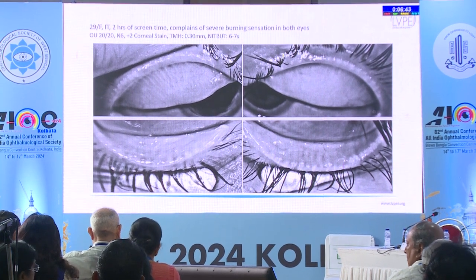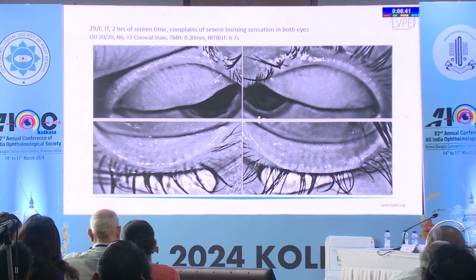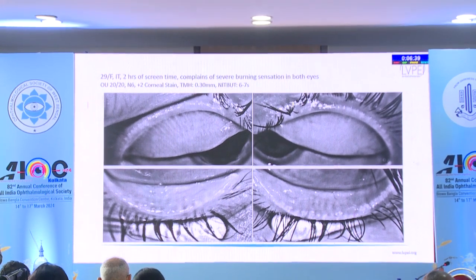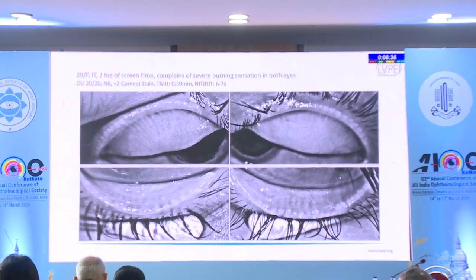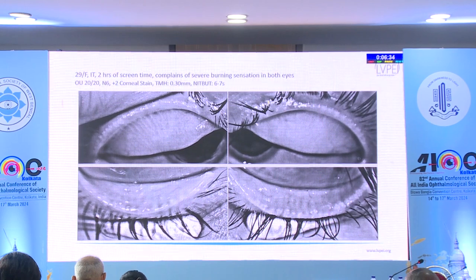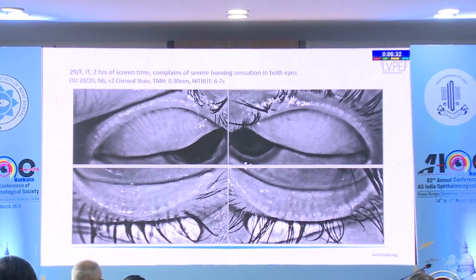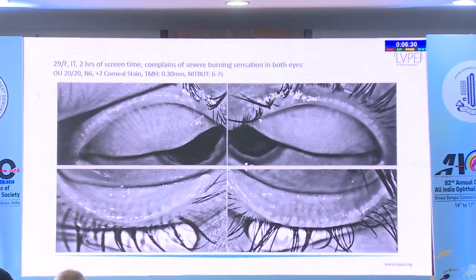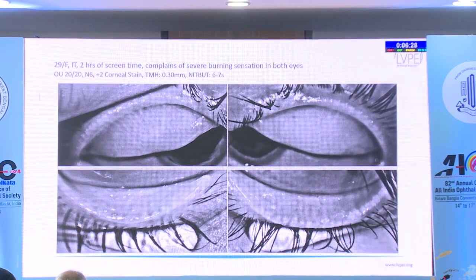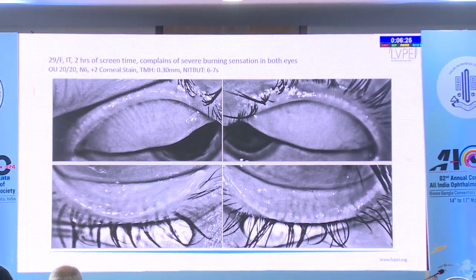So patients who are being treated for acne, patients who are being treated for PCOD, who are on hormone replacement therapy, can develop meibomian gland atrophy. So it's important to recognize. So if you see a female patient, young or middle-aged, who has severe meibomian gland dysfunction, evaporative dry eye, don't forget to do a meibography and look for atrophy of meibomian glands.